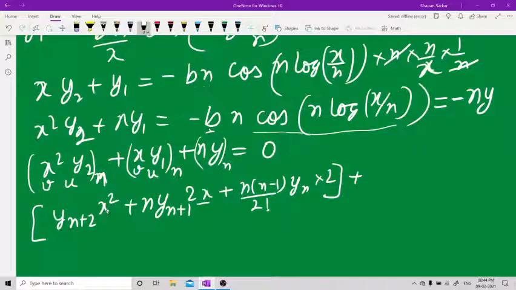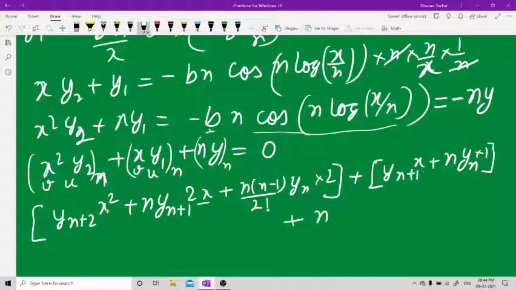Now this one: nC0 is 1, then y_{n+1} x. Now nC1 is n, this is going to become y_n, and the derivative of x is 1, finish. Now here plus n, this will be just y_n only, because there is 1. So nC0 y_n, that's it, equal to 0. Now this 2 will cancel out with this 2. Now what you are left with is all this stuff.